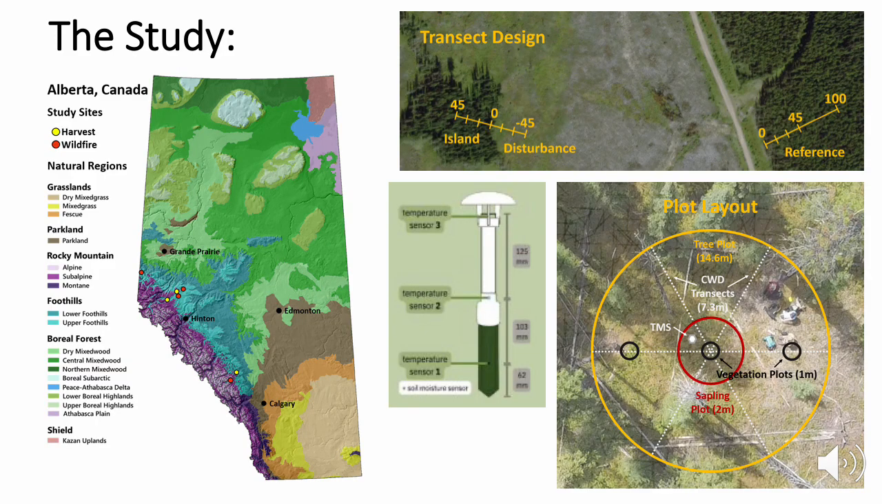To answer these questions, we located a number of harvest sites and a number of wildfires in the upper foothills region of Alberta that are approximately 10 years post-disturbance. We established 90-meter transects across those remnants and the adjacent disturbance, and we also established transects in a nearby undisturbed forest, which we called our reference forest. And so this will allow us to make comparisons between the remnant type, that is harvest versus fire remnants, and compare remnants to their reference forests.